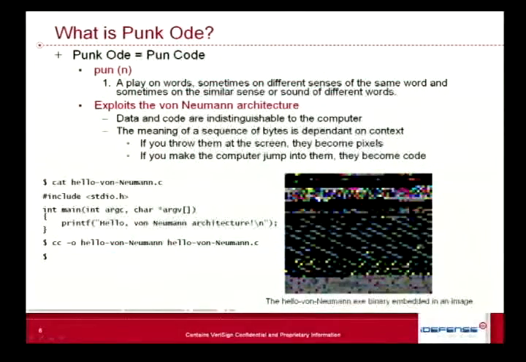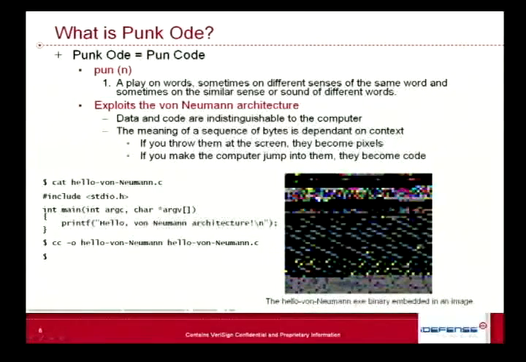So what is pun code, and how does that go in with all this? Well, pun code is a pun. It's a play on words, and this is the same sort of thing. Basically, it uses the von Neumann architecture feature that data and code are indistinguishable to the computer. It depends on what you tell the computer to do with it. If you throw it at the screen, it becomes dots of colors. If you tell the computer to execute it, it becomes instructions to execute.